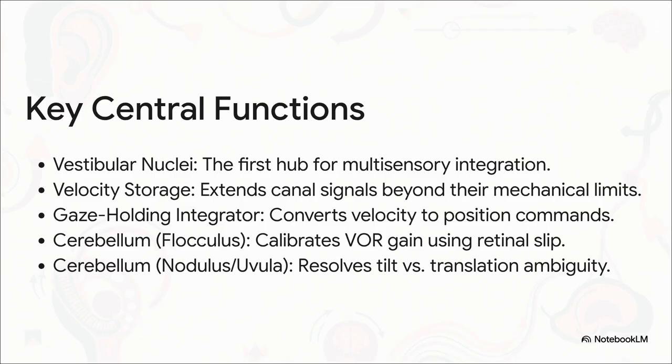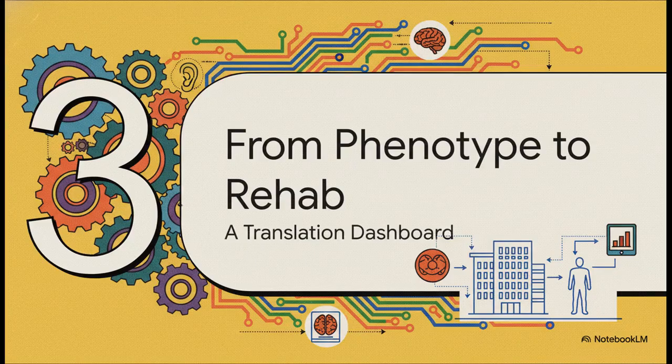And the cerebellum, it's like the ultimate predictive controller, always fine-tuning our movements. The flocculus, for example, is constantly calibrating the VOR, while the nodulus and uvula tackle the really tricky job of telling the brain whether you're just tilting your head or actually moving sideways. So clever. All right, so we've got our blueprint.